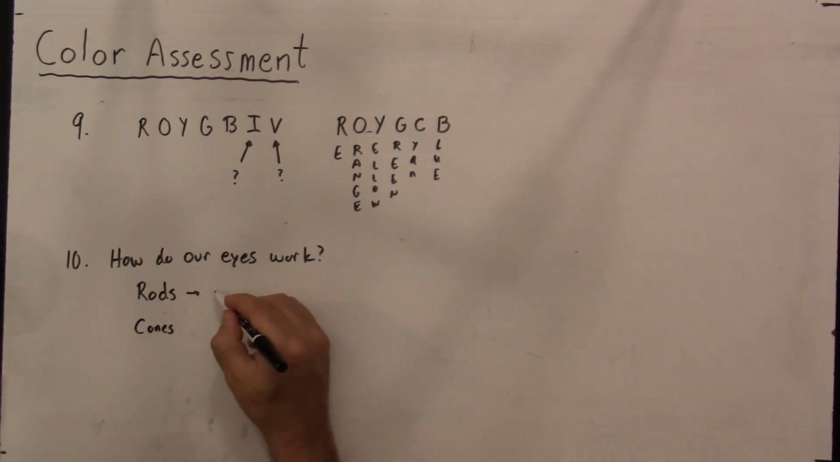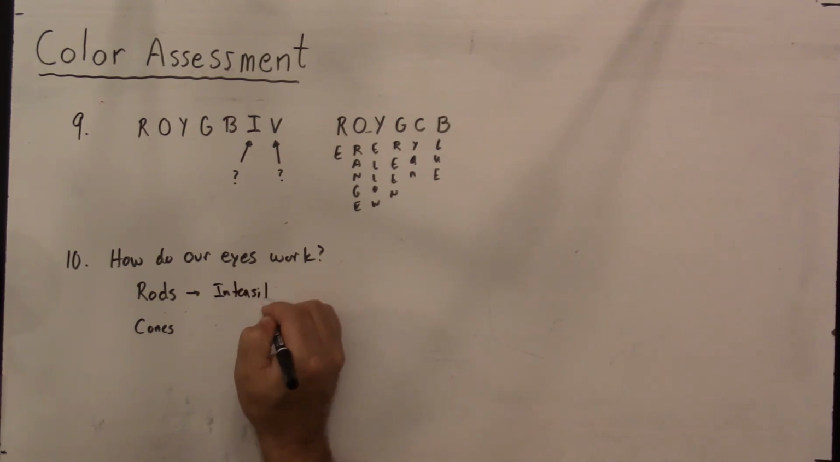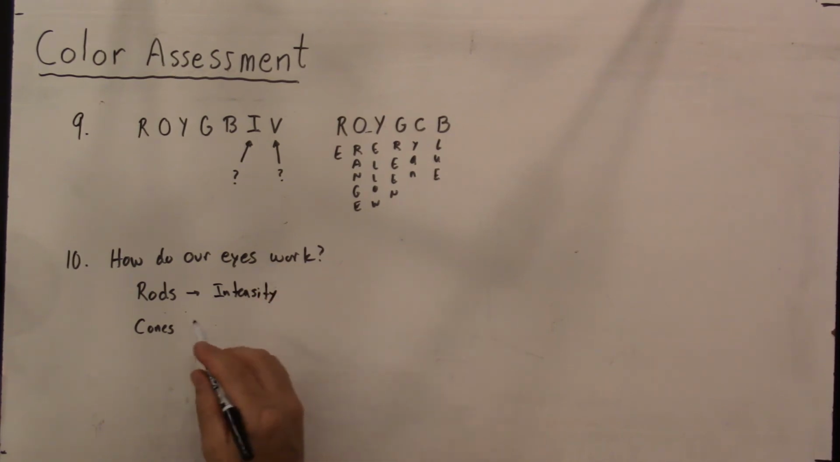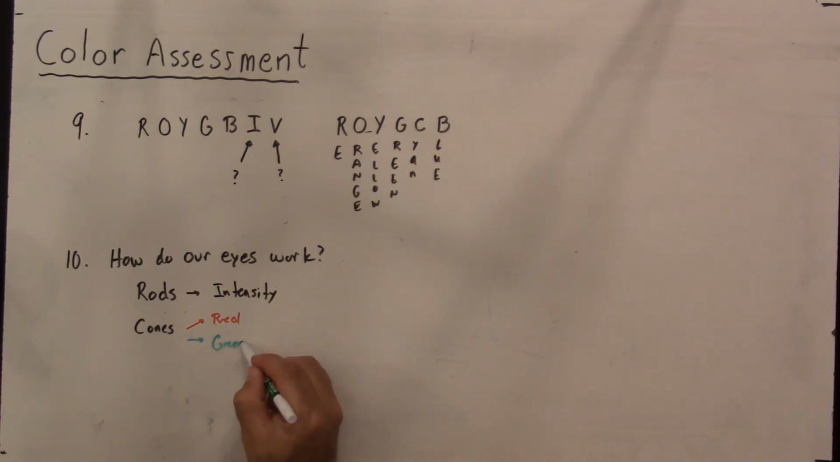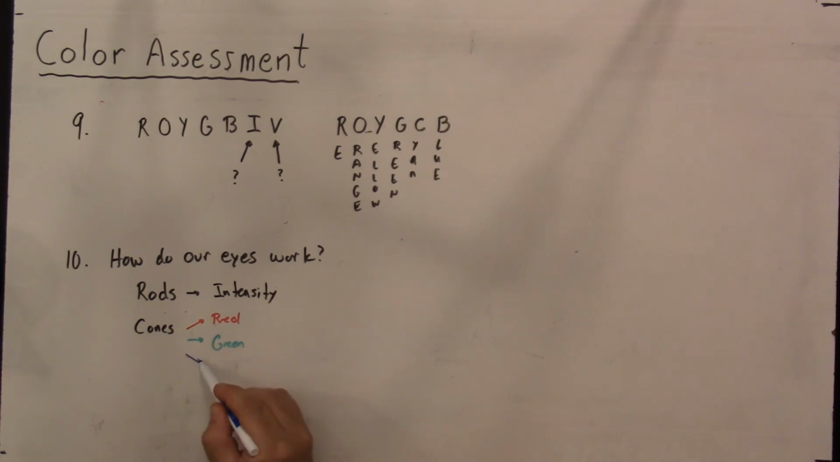The rods are for, a lot of times you'll hear it said rods are for black and white, but this is really more for light intensity. So it's like how bright things are. But the cones, there are 3 cones. Guess what? There are 3 cones, and they are a red cone, you guessed it, a green cone, and a blue cone.